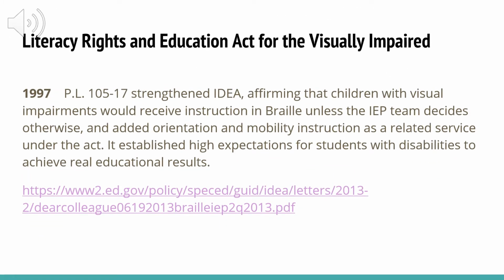The Literacy Rights and Education Act for the Visually Impaired was discussed previously. Public Law 105-17 discusses a specific provision about Braille instruction for visually impaired students. The Braille provision, as it is sometimes called, was added when the Individuals with Disabilities Education Act, or IDEA, was reauthorized in 1997 and was continued in the 2004 reauthorization. All visual impairment eligible students are required to be taught Braille unless you have evidence of why Braille is not needed.